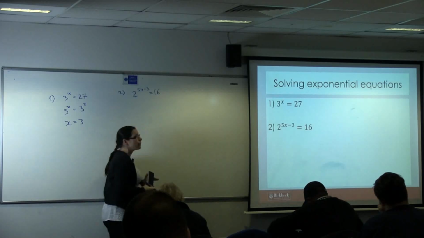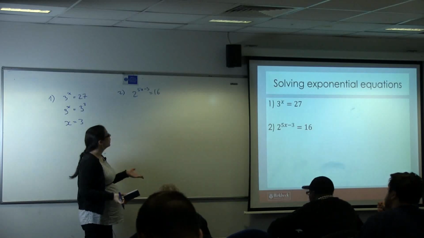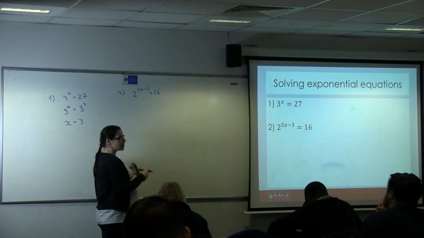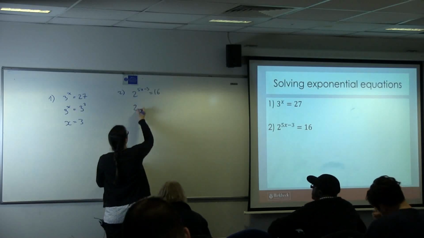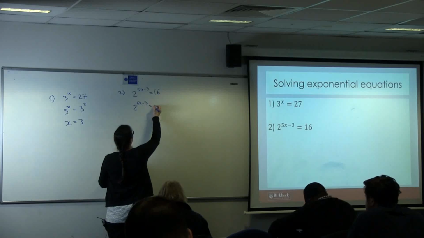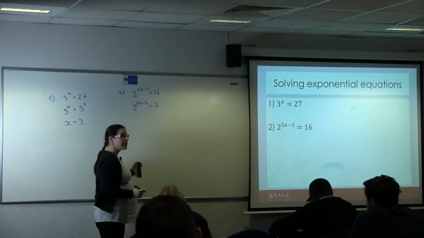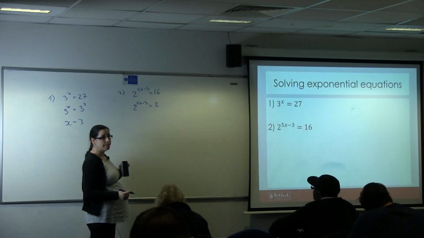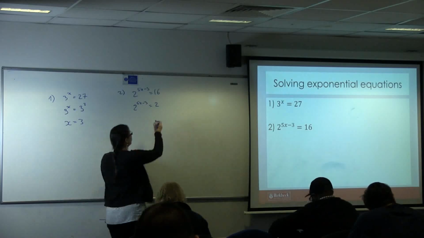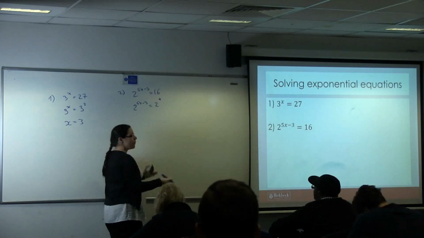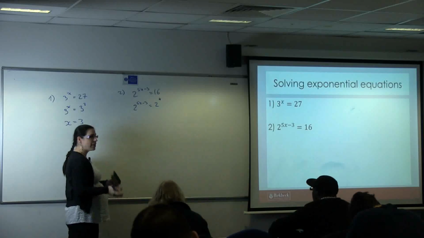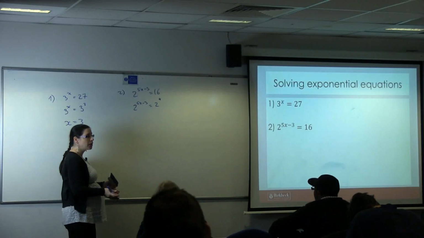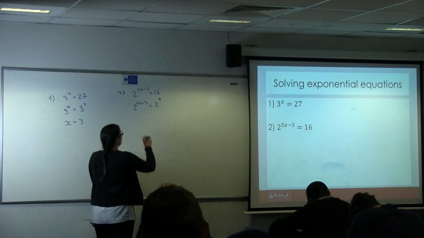In the second one, something similar goes again, because I observed that 16 is a power of 2. What power of 2 is 16? 4th power. Again, because the bases on each side are the same, it's only true if you've got the same bases. Therefore, the powers have to be equal.